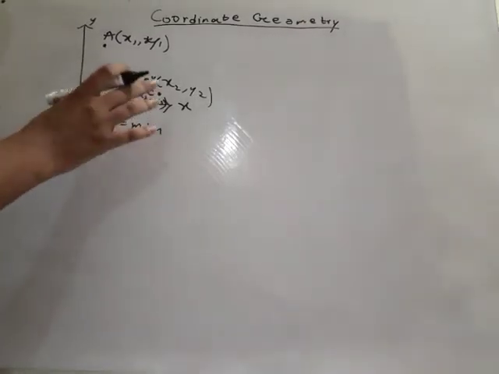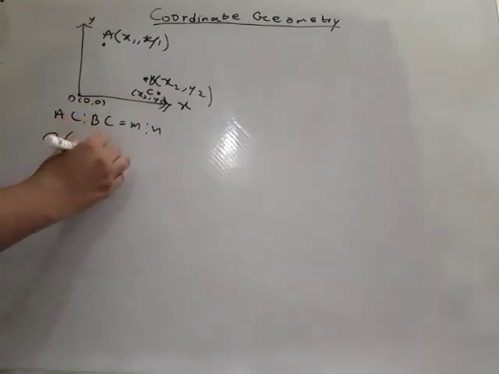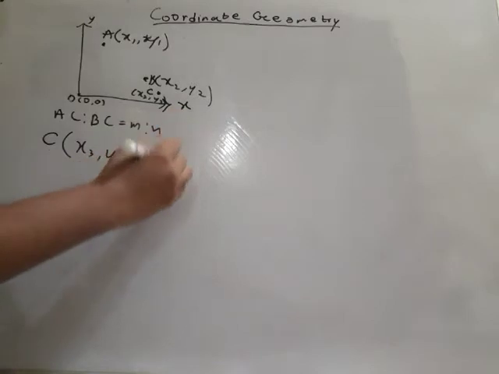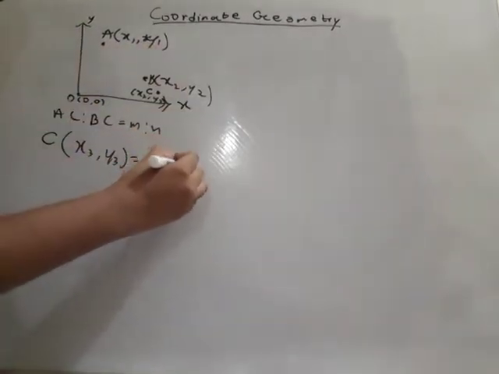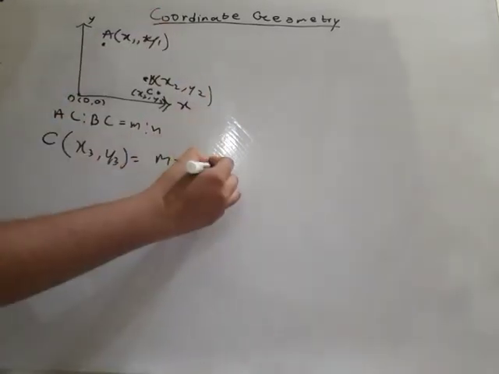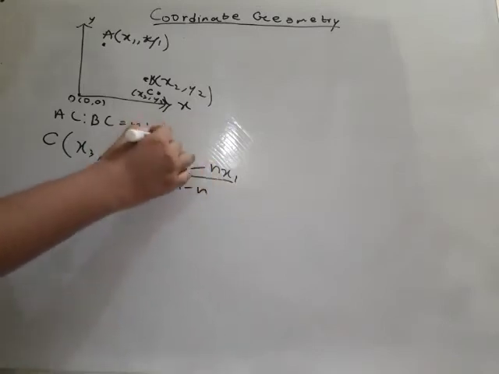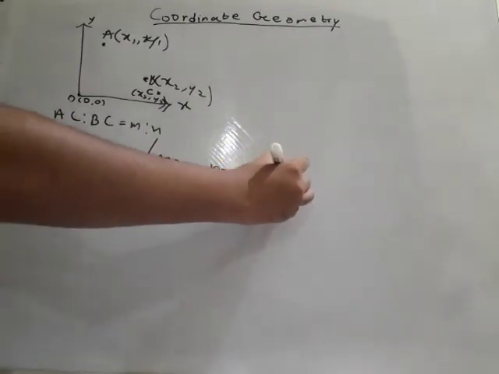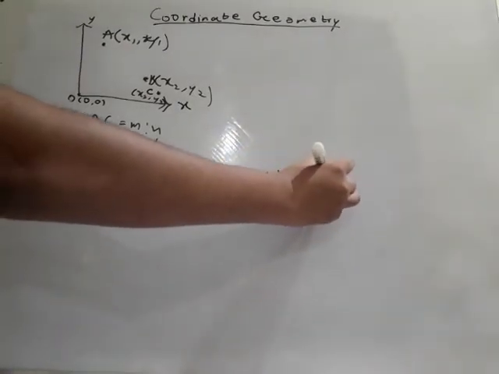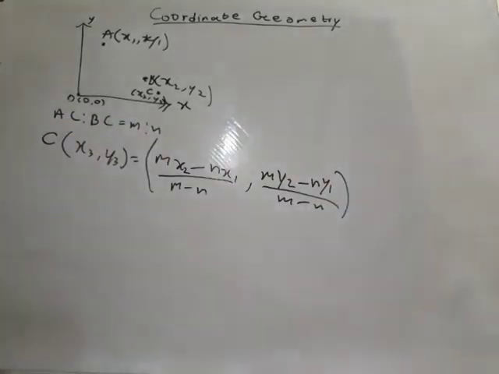How to find now the coordinates of C? So C x3 comma y3 equals m, meaning AC, with the coordinates of B. So m x2 here minus n x1 by again m minus n, not plus. Similarly for y, m y2 minus n y1 by m minus n. And this is the section formula for external division.